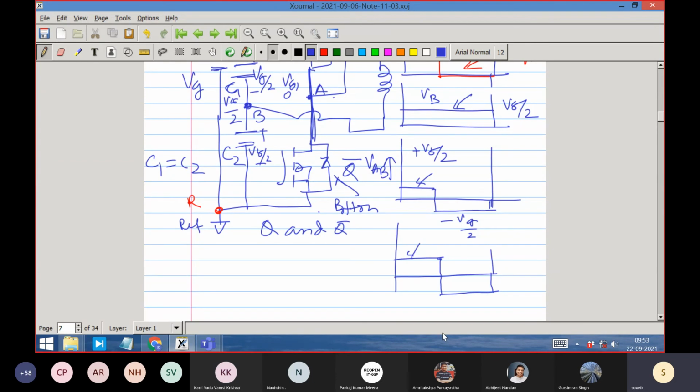Why are you doing 50%? Logically, since this point voltage is not flexible, it is just Vg by 2, right?